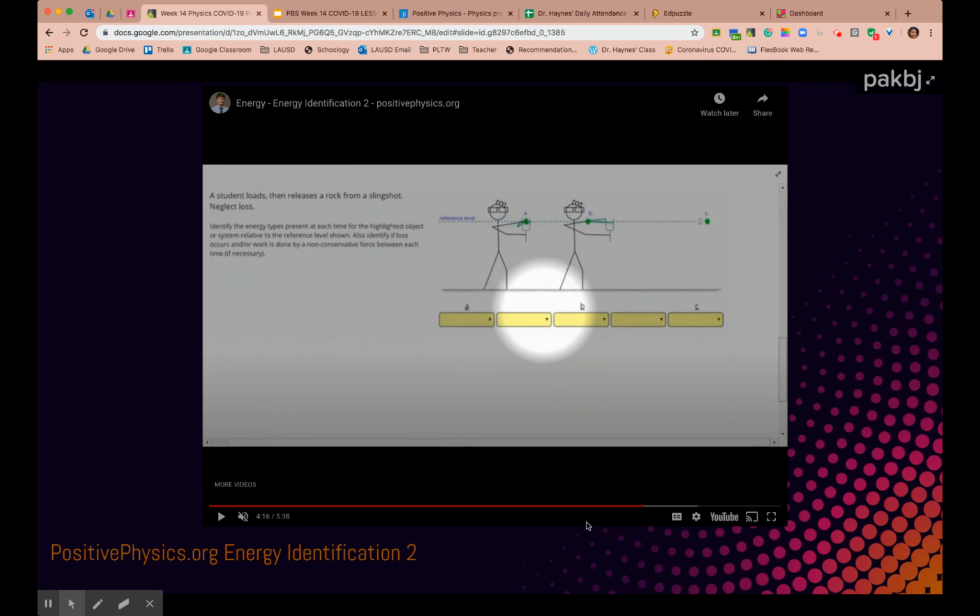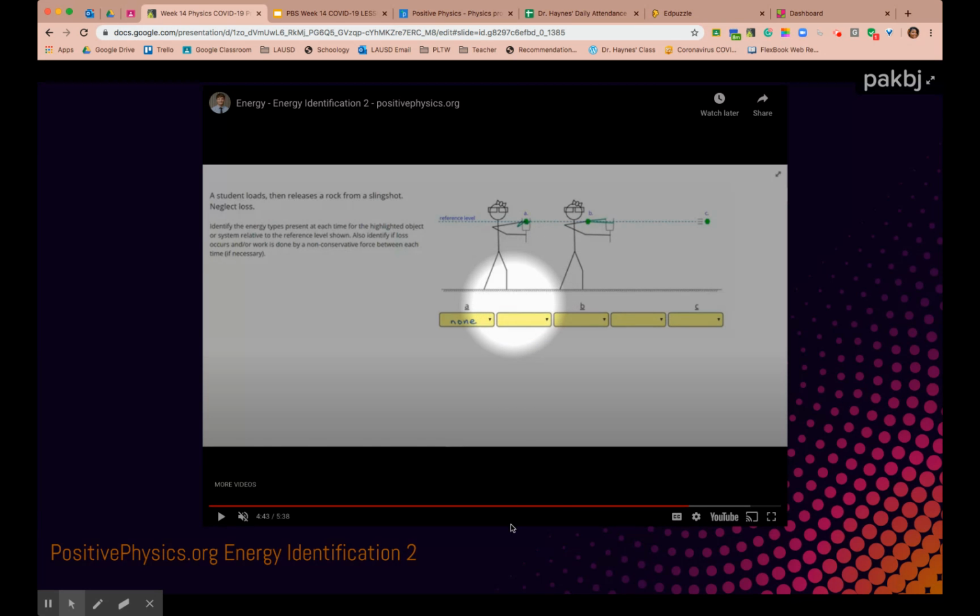So we have A, B, and C. And at point A, you just have a person here holding the slingshot. It doesn't look like it's moving. The rubber band here is not stretched, and the reference level is here at the top. So to be honest, right now, there is no energy in the system. There's no gravitational potential energy, there's no movement, and there's no elastic potential energy. So at point A, you would have none.